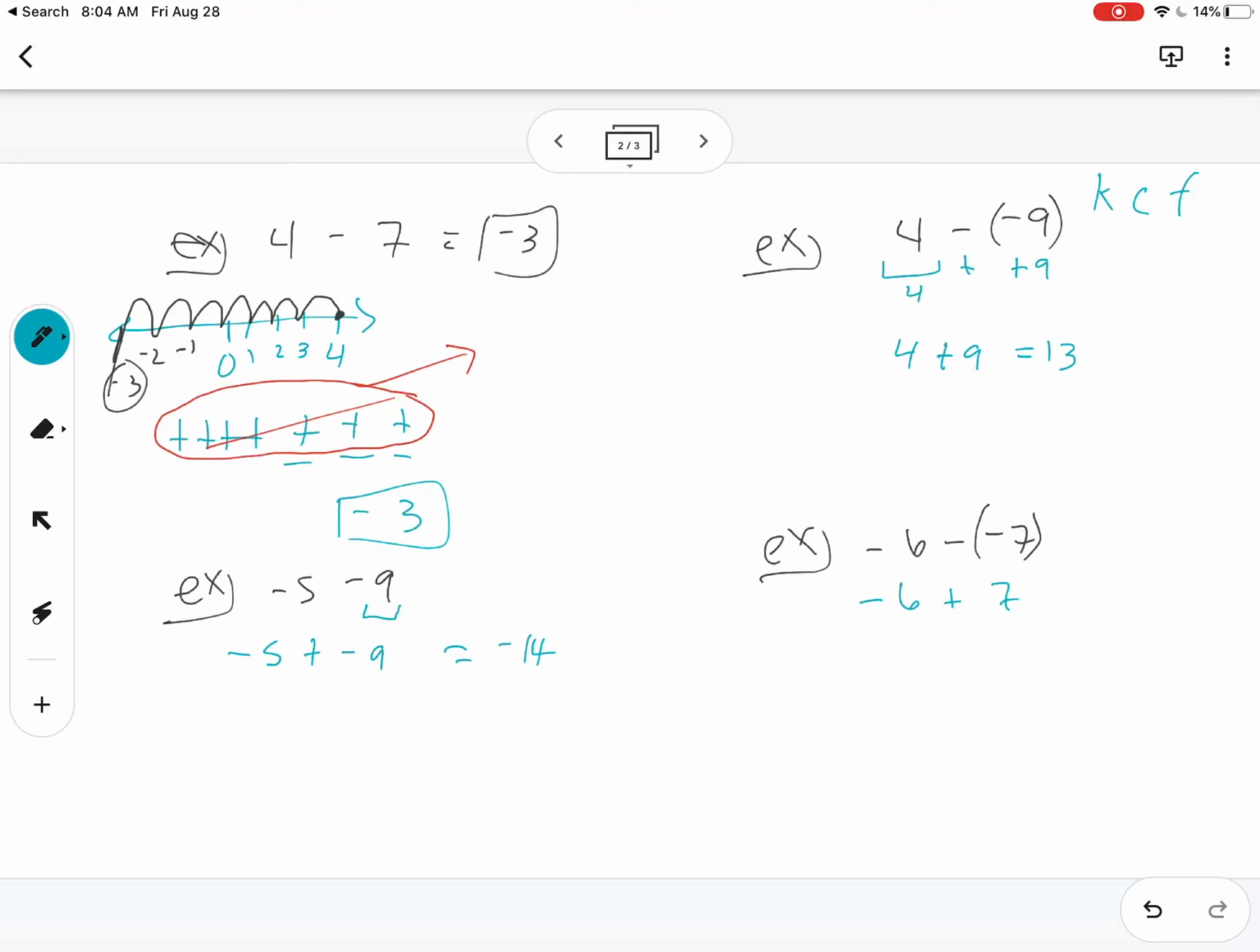So this becomes negative 6 plus 7. And from here, you can go ahead and take it any direction you want. You can either add these in your head, you can use a number line, or you can draw the tiles out. Just make sure you actually count them correctly. That's a 0, 0, 0, 0, 0, 0, and you're left with a 1.